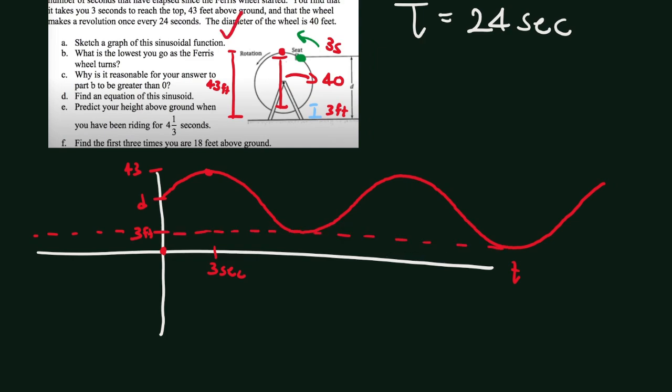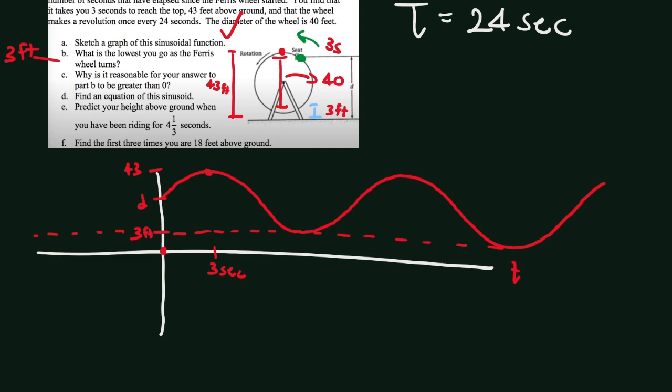What is part B? What is the lowest you go as the Ferris wheel turns? Well, these points are the lowest, and we know that's 3 feet. So the lowest we go is 3 feet, which makes sense because our lowest will be here, and that's just 3 feet above the ground. So for part B, this is just 3 feet. Now, C asks, why is it reasonable for your answer in part B to be greater than 0? Again, it makes sense because the Ferris wheel is 3 feet above the ground. So that's the reason why it's not 0.